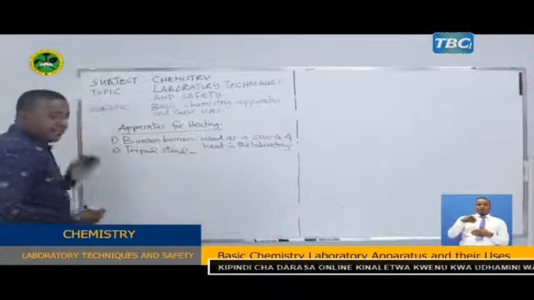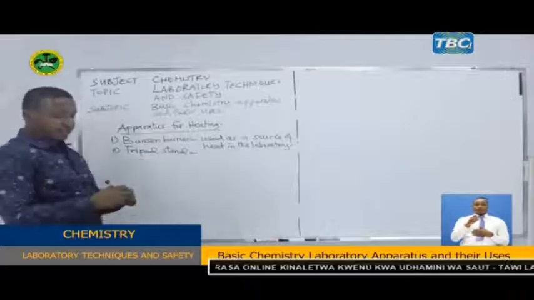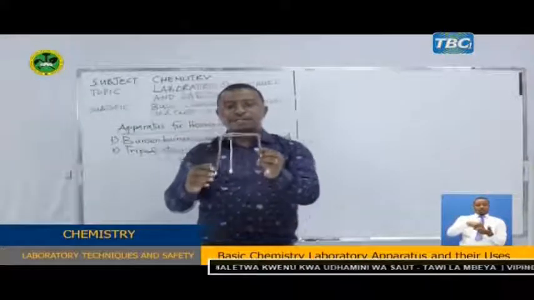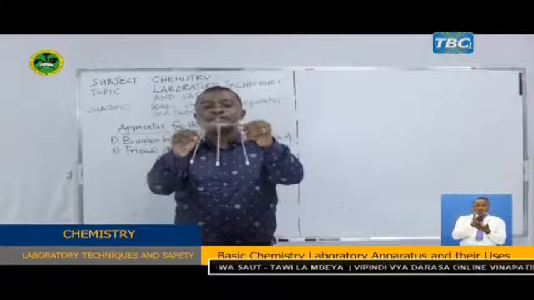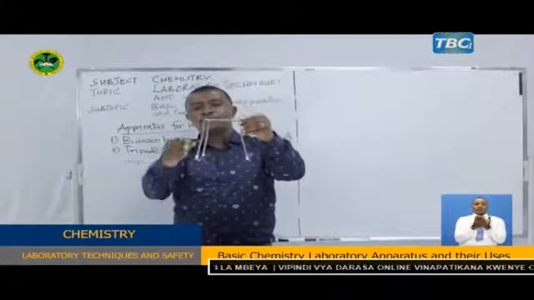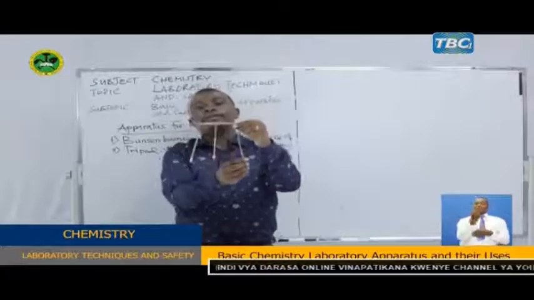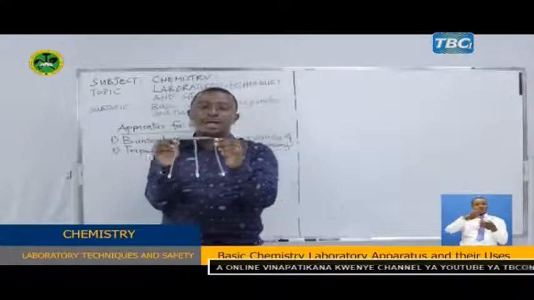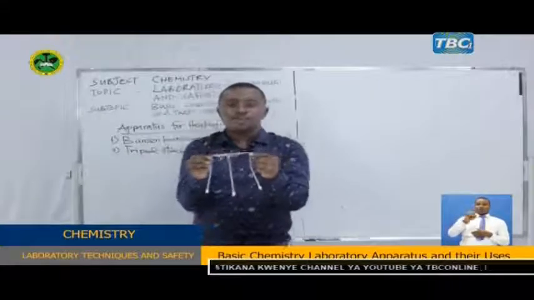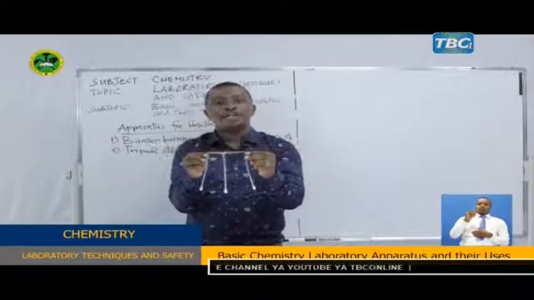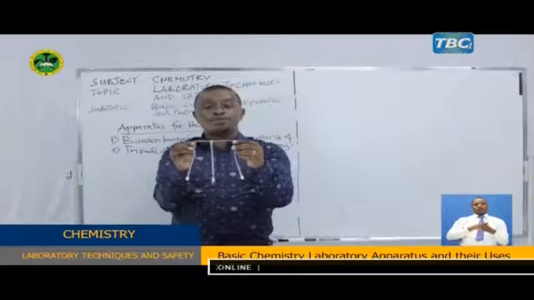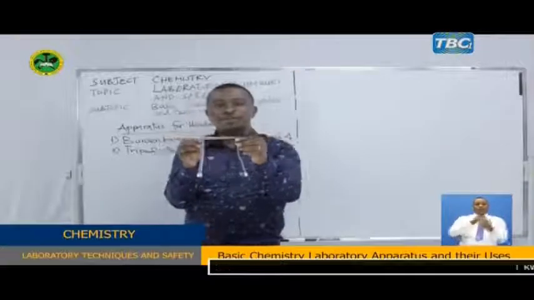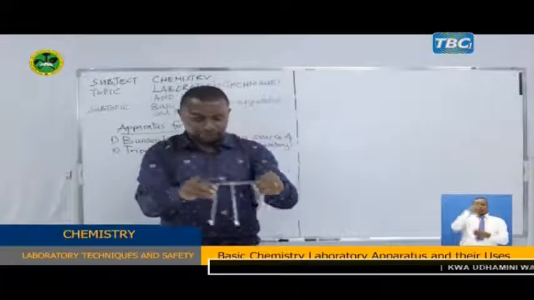We have an apparatus known as a tripod stand. Tripod stand is this apparatus here. It is tripod because it has 3 supporting legs. This one, and the other one. So this is called a tripod stand. It is used to support containers during the process of heating.